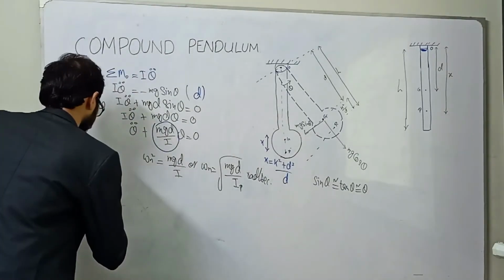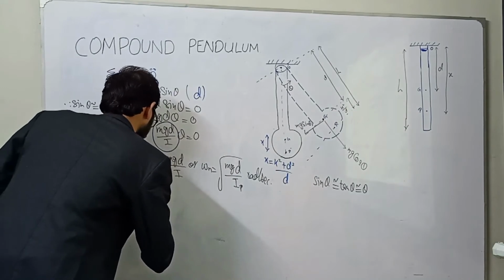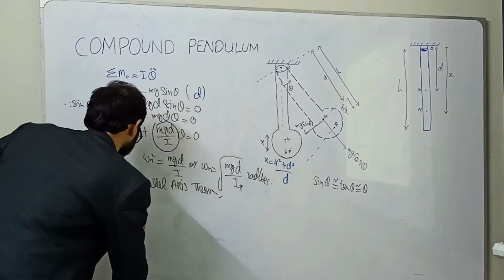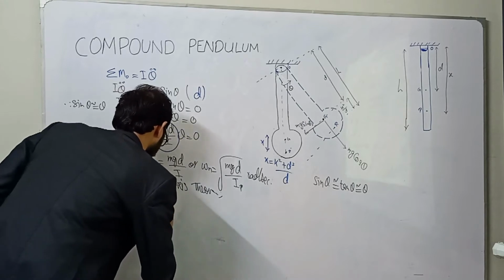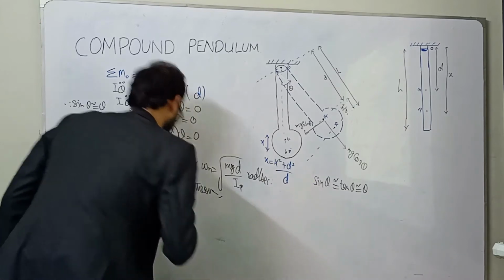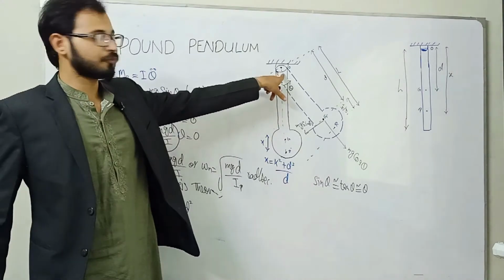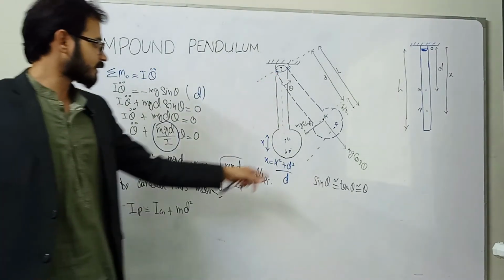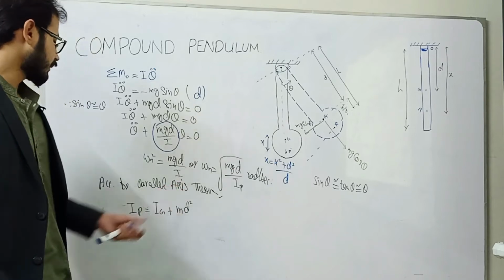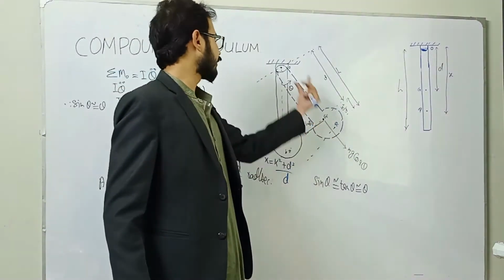So according to the parallel axis theorem, IP is equal to IO or IG plus md square, where IP is the mass moment of inertia at the suspension point, IG is the mass moment of inertia where the whole mass of the body is acting, and md square, according to the radius of gyration, is actually added for translating the axis from point G to point O.